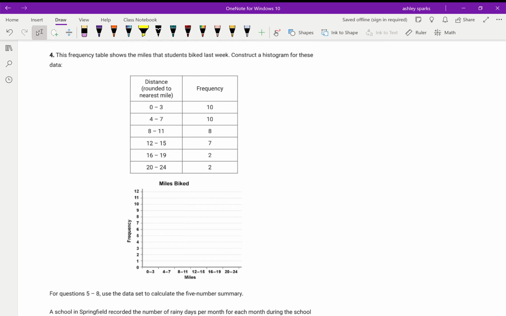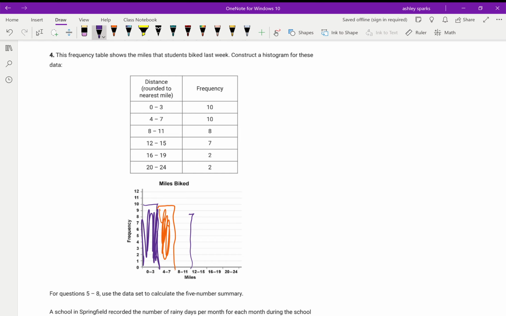This is very similar. This is a histogram. A histogram is the bar graph. So for instance, I start out from my 0 to 3 and it says a frequency of 10. So I'd make a bar that goes all the way up to 10. If you want to color it in, you can. And I'll alternate colors just for ease of seeing. 4 to 7, again, my frequency is 10, so I'm going to come up here. 8 to 11, I'm going to go up to 8.